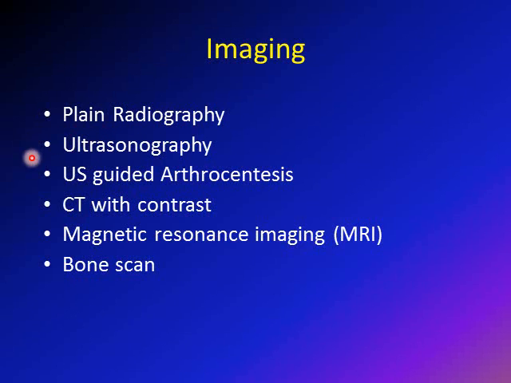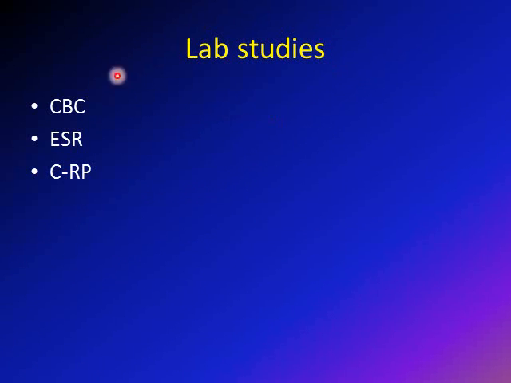Ultrasound is sometimes needed to see if there is effusion or not. Ultrasound-guided arthrocentesis is an important method of imaging if you would like to assess the effusion that the child has. CT with contrast if you're suspecting proximal femur osteomyelitis. Magnetic resonance imaging also can help you detect effusion or infection or tumors, and bone scan also can help with detecting infection.